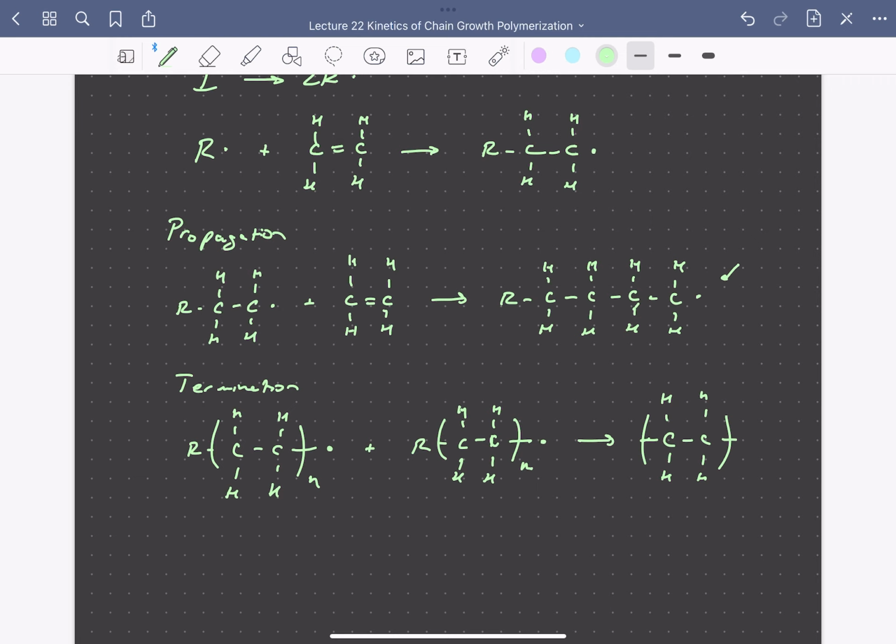And I'll just note here that typically we leave the initiator off since the chains are long, and so the initiator R has little impact on the final material properties.